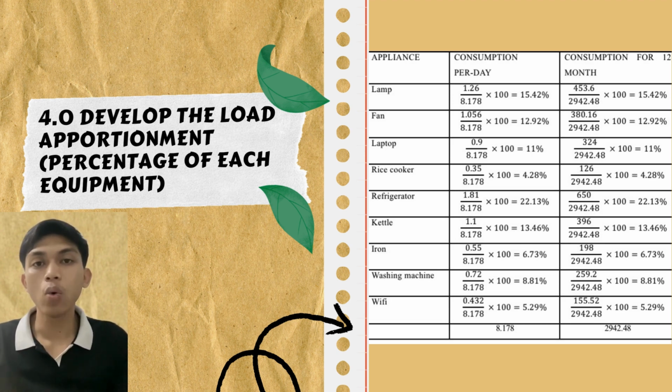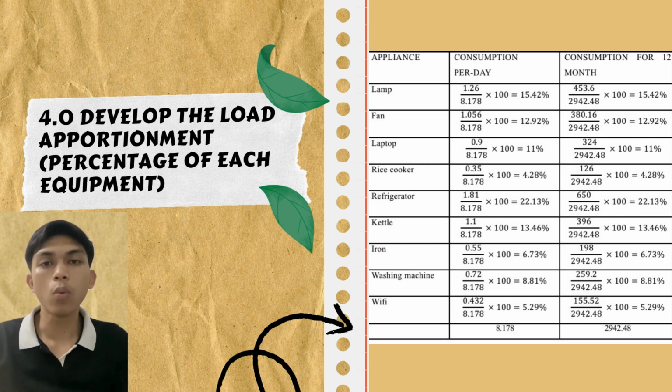The fan and Wi-Fi router are the least energy-intensive appliances on the list. The fan uses 1.06 kWh, which is 12.92% per day, and 380.16 kWh, which is 12.92% per month, while the Wi-Fi router uses 0.43 kWh, which is 5.29% per day, and 155.52 kWh, 5.28% per month. Overall, the table provided a snapshot of the electricity consumption of typical household appliances.